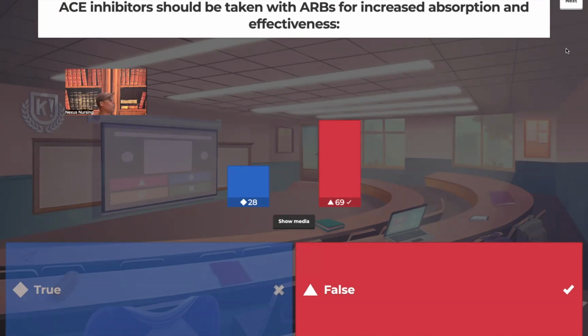What do ARB stand for? Angiotensin something blocker 2. Angiotensin, wait, ARBs. Angiotensin renin? Oh my gosh. Thank you, receptor. Not reuptake, receptor. Angiotensin, yeah, thank you. Angiotensin receptor blocker 2. That's your ARBs. I had a brain fart. Sorry about that. All right, let's see how you guys did on this Kahoot.